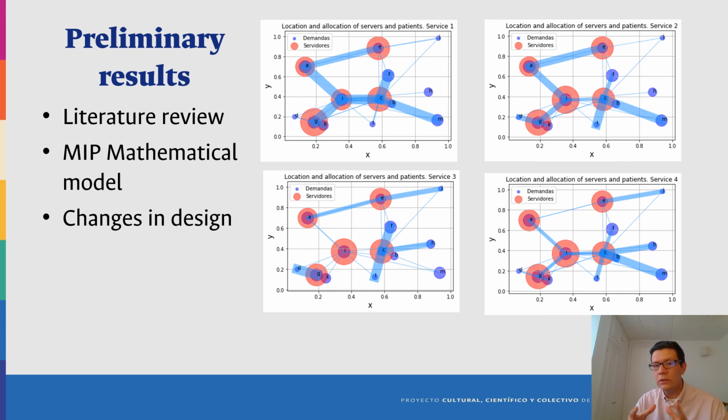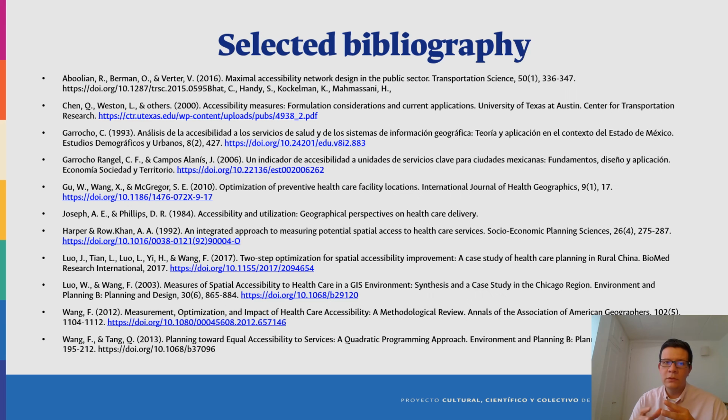So we must include in this model more criteria in order to get a wider scope and a better insight of the possibilities in the design of healthcare networks. This mathematical model has been solved by using Gurobi and specific linearization of constraints. Finally, I will show you the selected bibliography, where, as I mentioned before, there are some authors, not only from engineering, but also from geography.